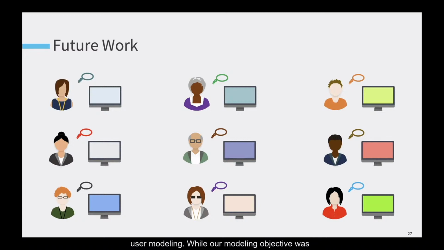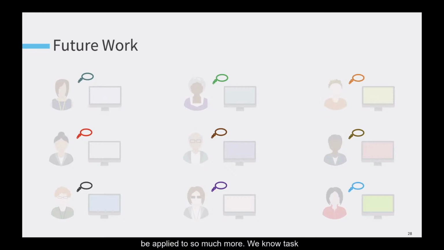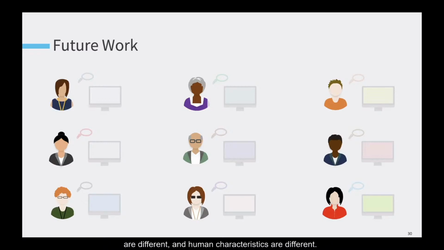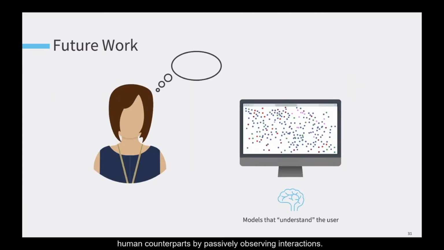While our modeling objective was centered around which subset of attributes drive exploration, the computing models framework can be applied to so much more. We know task taxonomies are different, visualizations and datasets are different, and human characteristics are different. The key to future work for this paper is to apply computing models using different likelihood functions and modeling objectives, and get closer to informing the machine about their human counterparts by passively observing interactions.